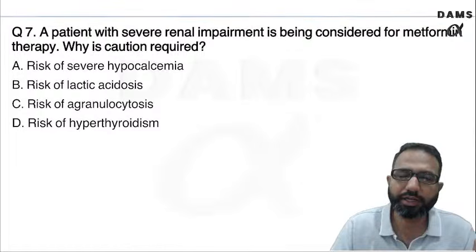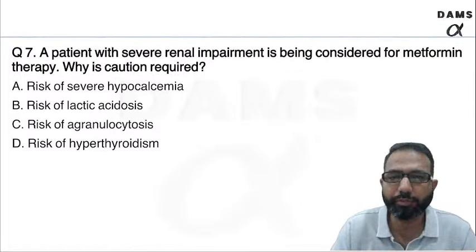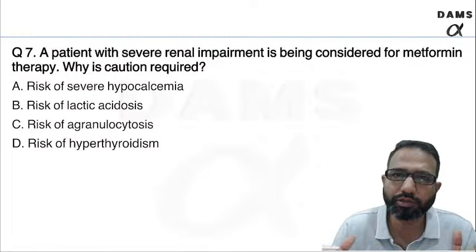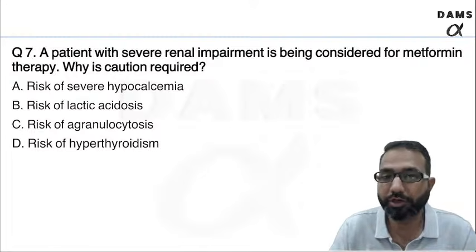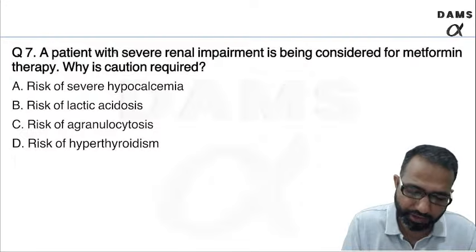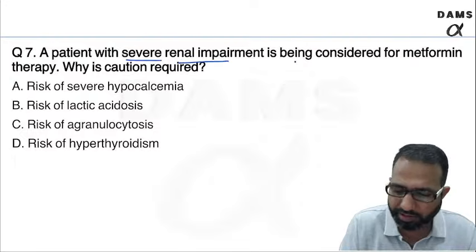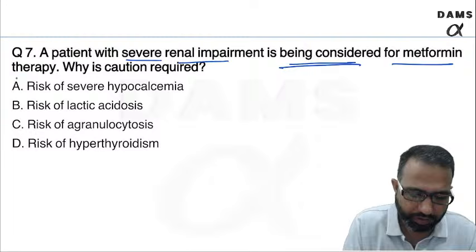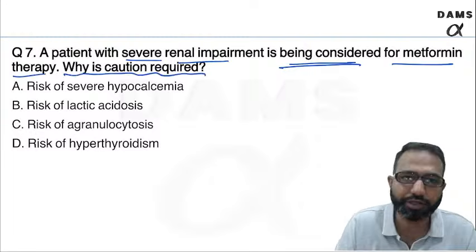Let's see the next question. A patient with severe renal impairment is being considered for metformin therapy. I always say it is an old drug, but it is a gold drug. For diabetics, it is a very good drug. Why is the question required?